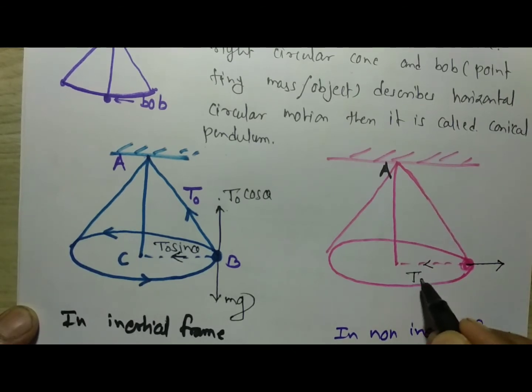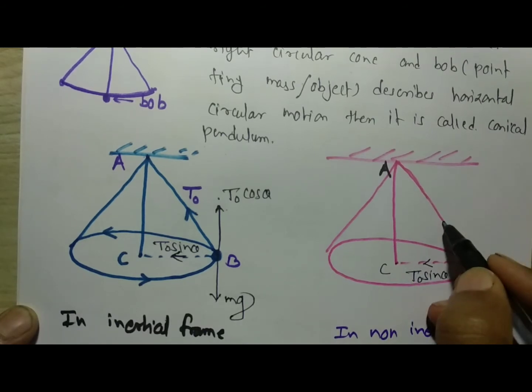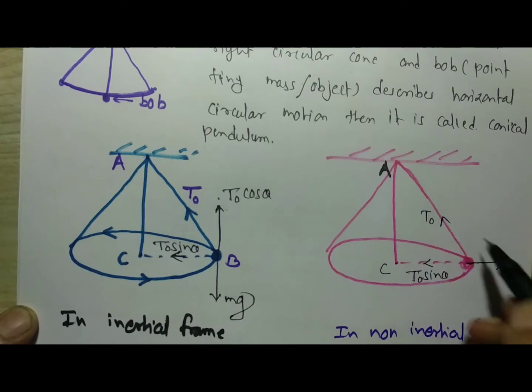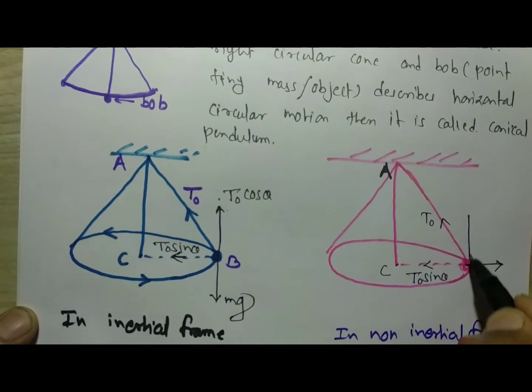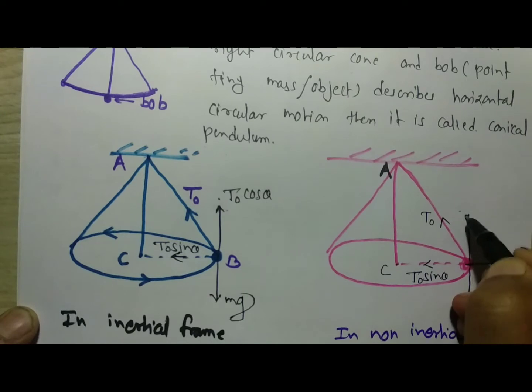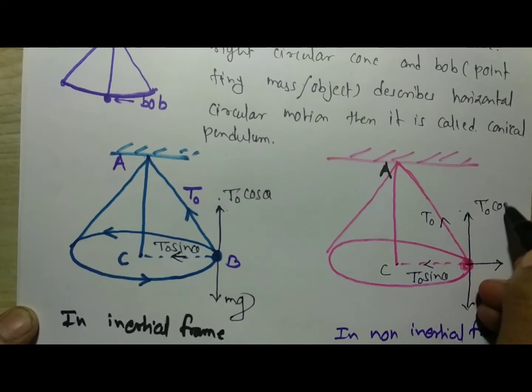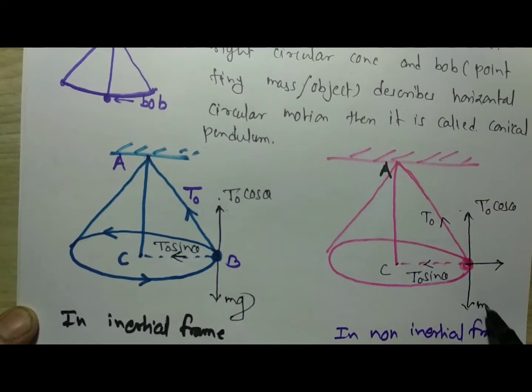And in non-inertial frame, centrifugal force is acting away from the center. T0 sin theta is acting toward the center C, and T0 is the tension in the string which is acting along the string toward the suspension point, and here T cos theta is acting vertically upward, and which balances the weight mg of that bob, and m r omega square is the balancing centrifugal force which is acting away from the center. It is found in the non-inertial frame of reference.